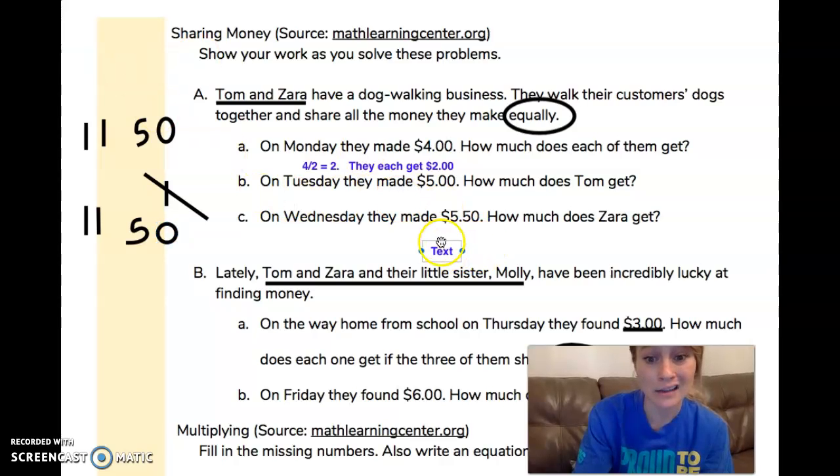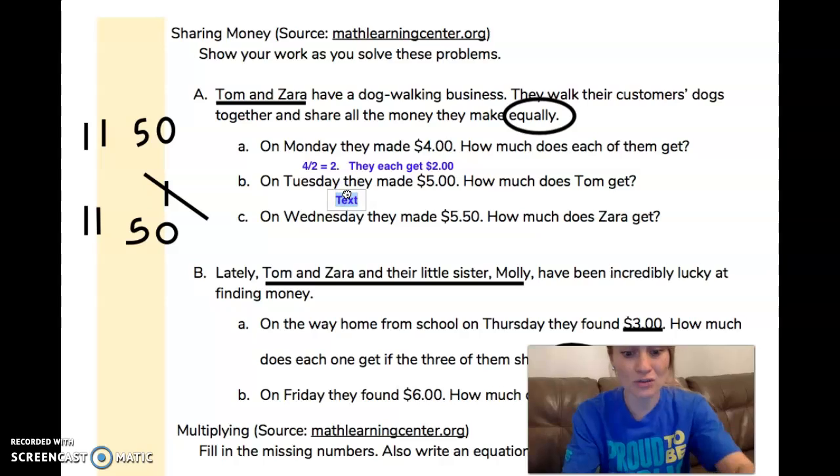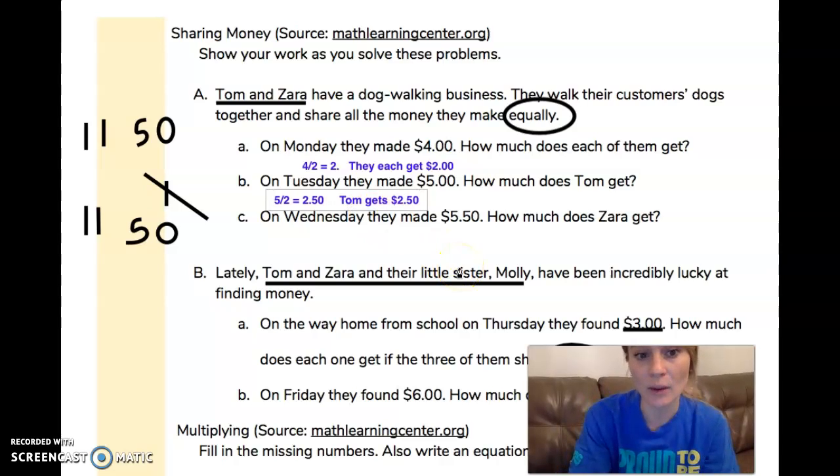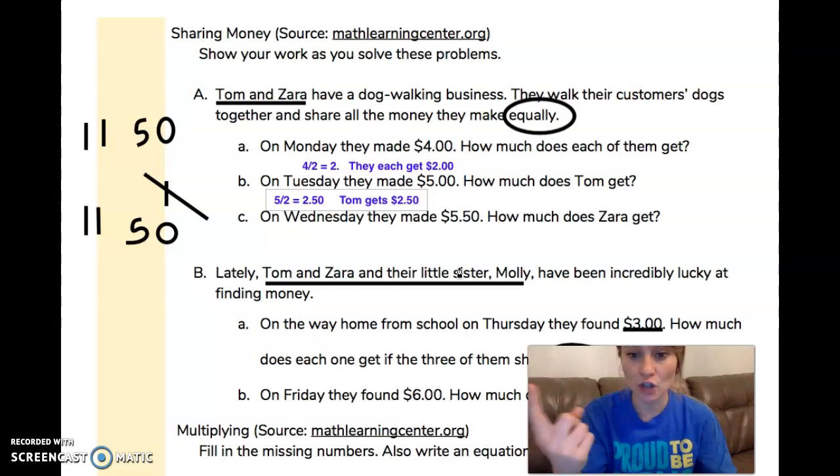Because it's not even. So really what you did there was you did 5 divided by 2, and you got $2.50. Tom gets $2.50. And we can try it the other way. What's 250 plus 250? Well, 2 plus 2 is 4, and 50 cents plus 50 cents is $1, and that would get you 5. Okay?